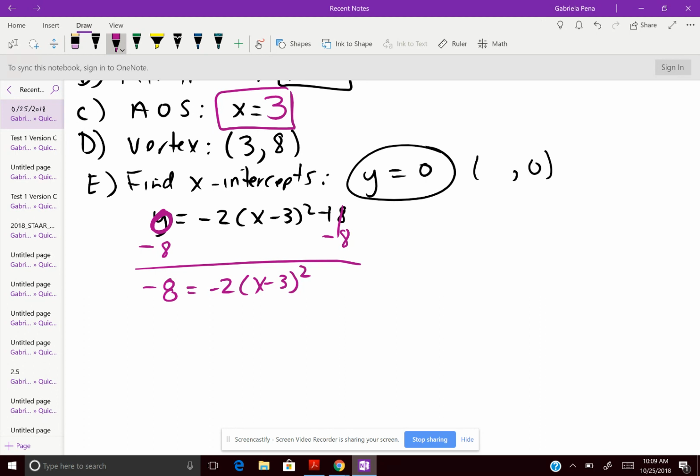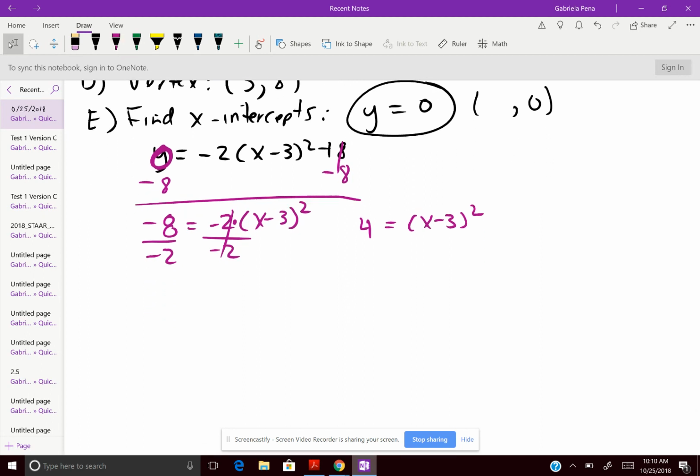Now what do you get rid of? The -2. What do we do to get rid of that one? Is it divide or plus? That's multiplied, so then it's a division. It is a division. I heard some people say plus, so we need to explain why it's a division, not a plus. -8 divided by -2 is 4, which equals (x minus 3) squared.